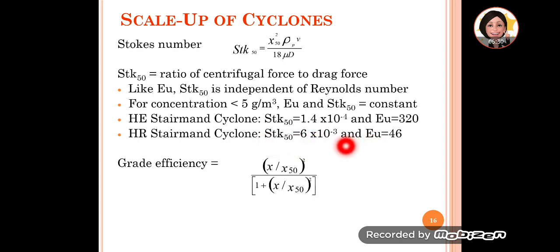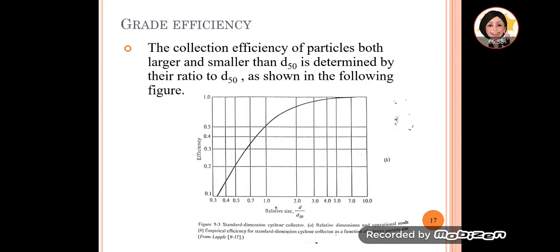Okay, if we use the Stokes number, we can actually plot a curve for different efficiencies, and so we can calculate the grade efficiency. That means the efficiency to separate different particle sizes in proportion to X50. So this is the graphical representation of the grade efficiency. This is the relative size, the diameter over D50, and the efficiency.